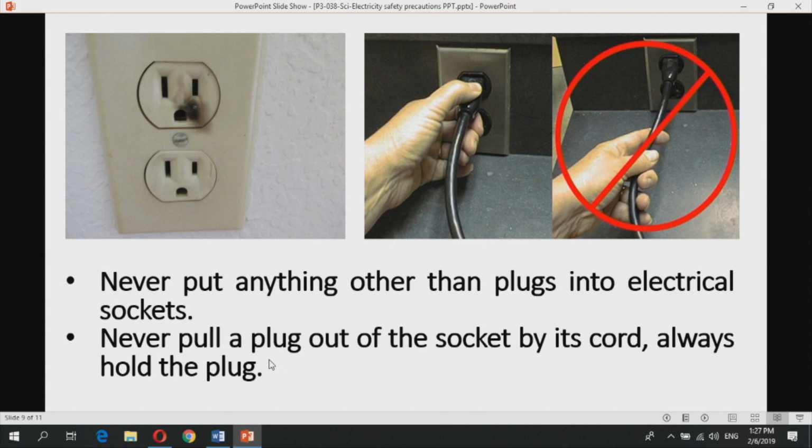Never pull a plug out of the socket by its cord. Always hold the plug. You see here, this is the way to pull it out. Hold it at the top and pull it out. Don't pull it out by the cord because it could break or rip and then you'll get an electric shock.